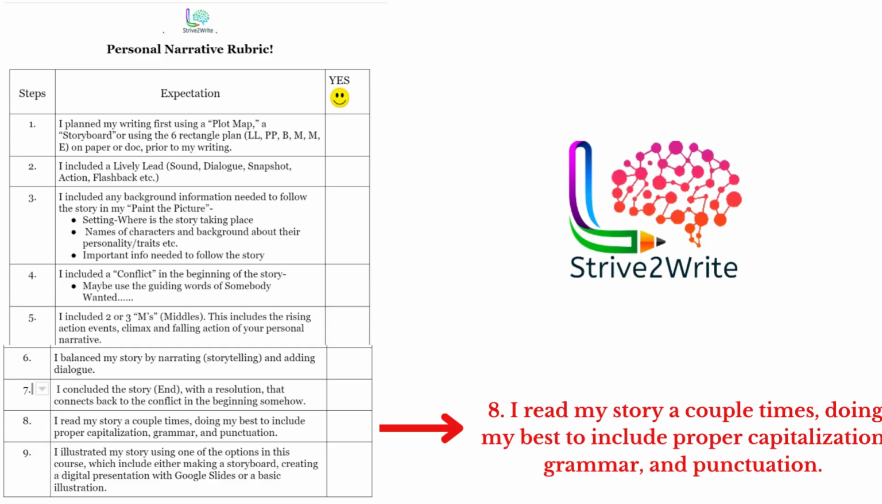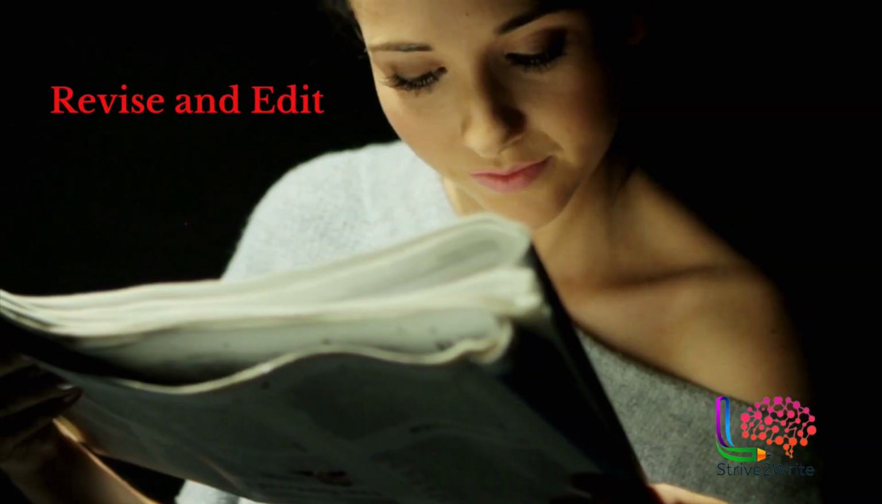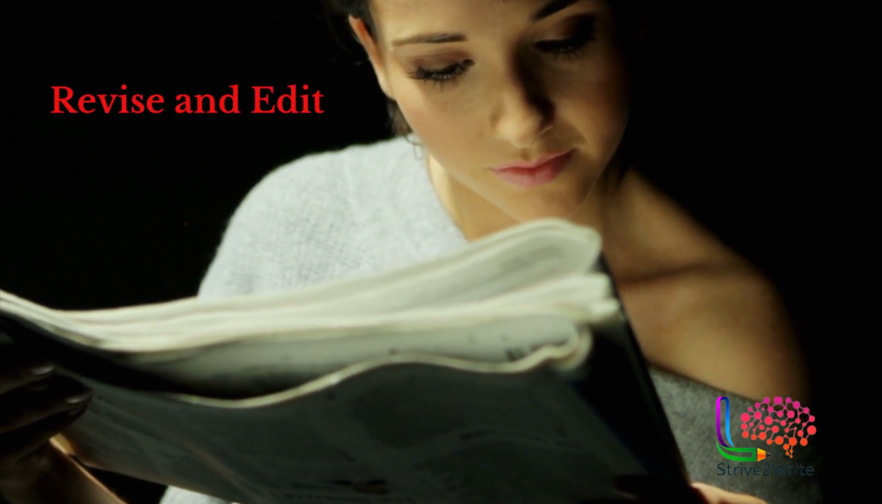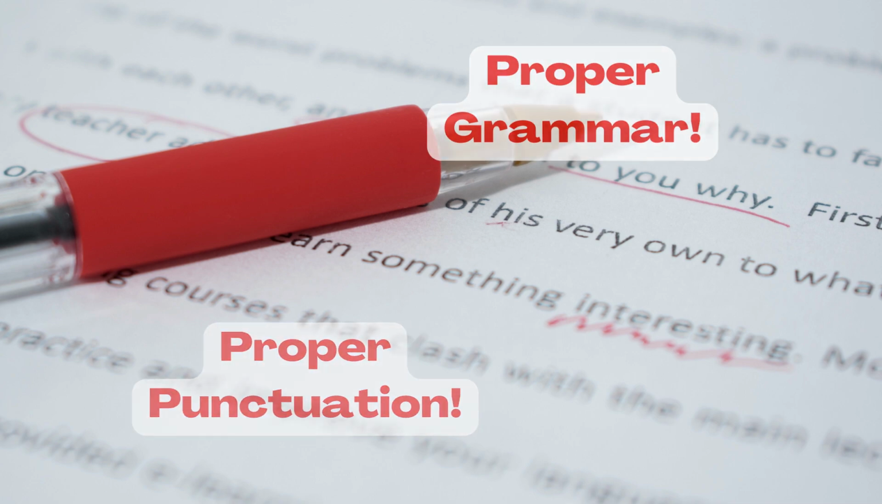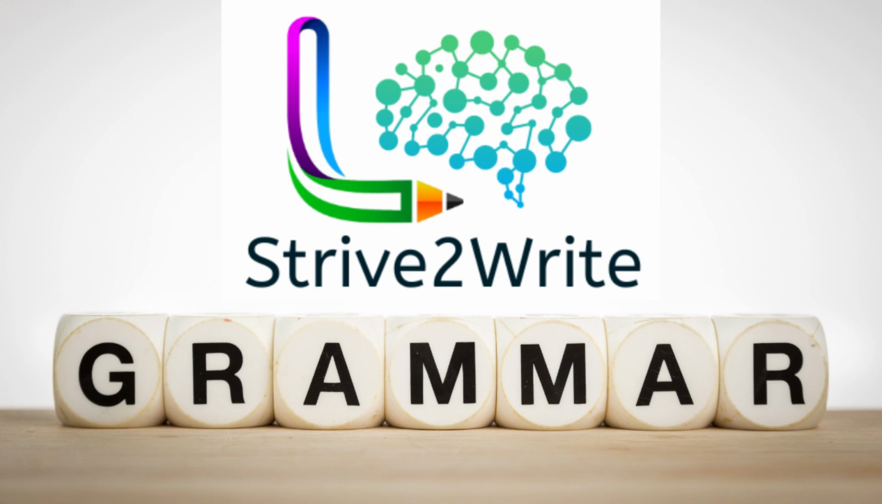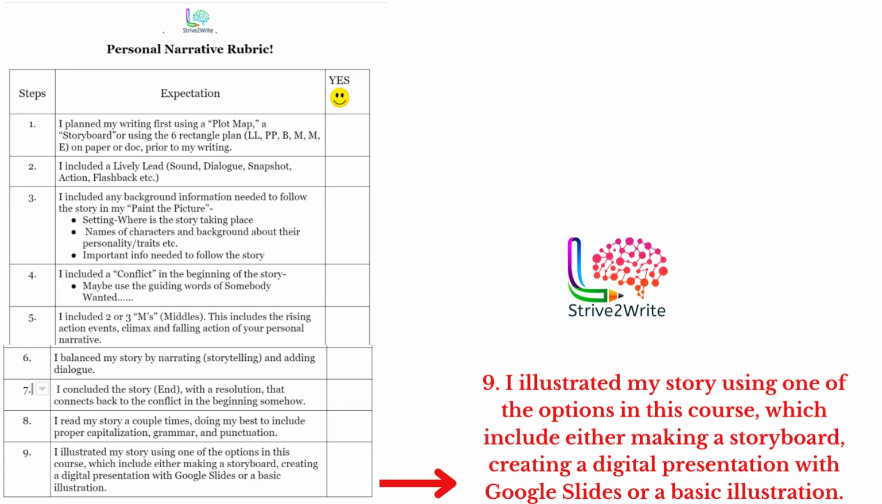Once you have finished your rough draft of your personal narrative, you're going to want to revise and edit, which means going back and rereading it multiple times. You're going to want to try your best to include proper grammar and punctuation in your writing, as this is very important. If you believe you need more guidance with this, you may be interested in purchasing the Strive to Write Grammar and Punctuation Essentials to further guide you.